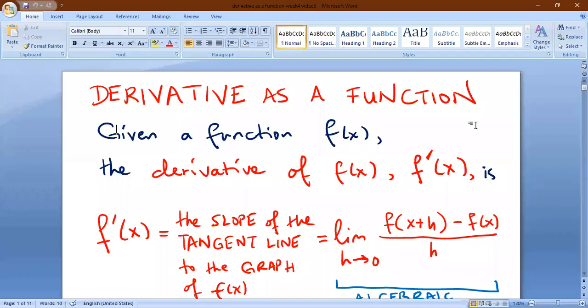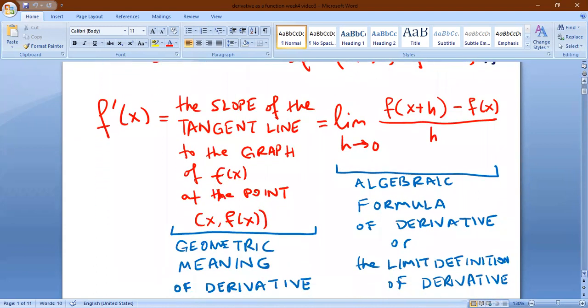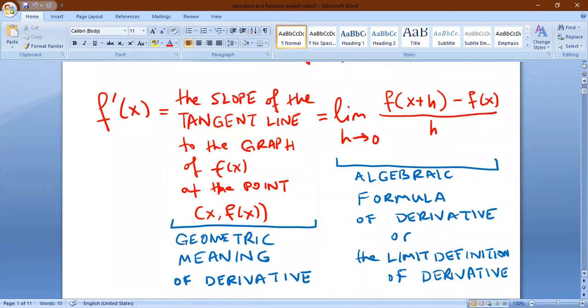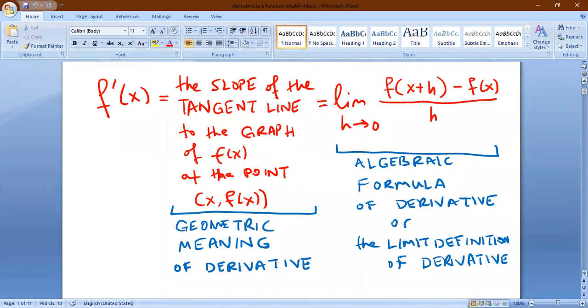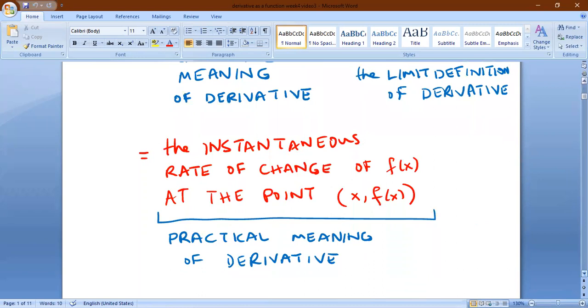Hi, in this video we are going to talk about derivative as a function. So given a function f of x, the derivative of f of x, which is f prime, is, geometrically, the slope of the tangent line to the graph of f of x at the point x, f of x. And algebraically, it's the limit as h goes to 0 of f of x plus h minus f of x over h. This is also called the limit definition of derivative. And practically, derivative means the instantaneous rate of change of f at the point x, f of x.